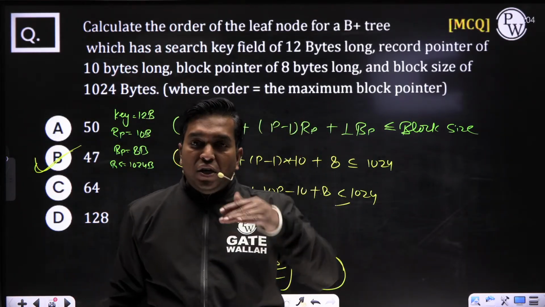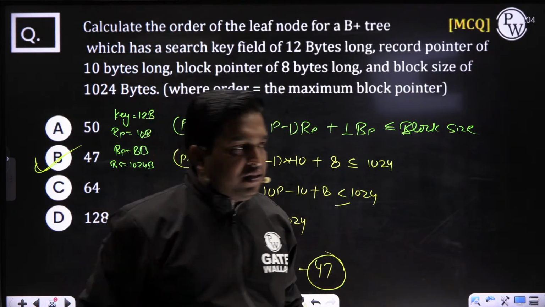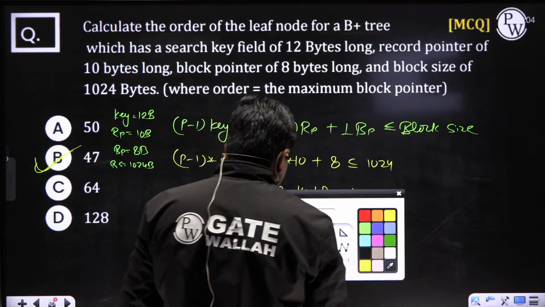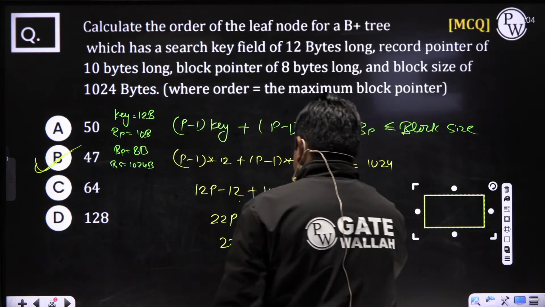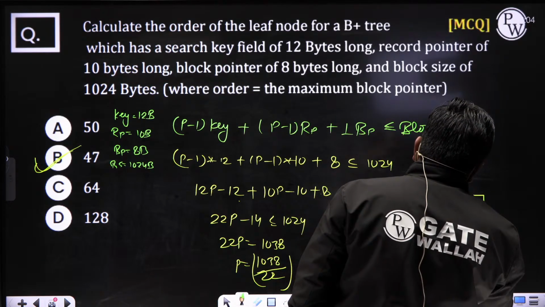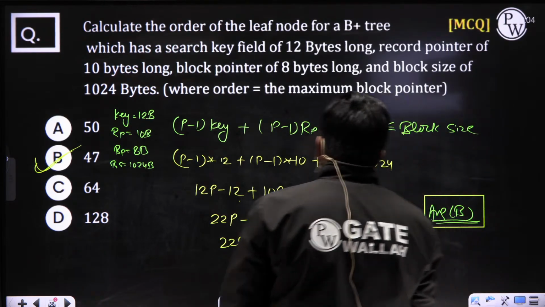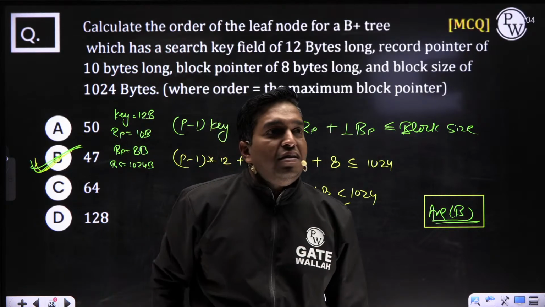And if you take the order of key as P, then you have to subtract 1 at the end. Are you getting what I am saying? Sometimes you will get this type of value also. So here, B is the right answer, my dear student. 47 is the right answer.